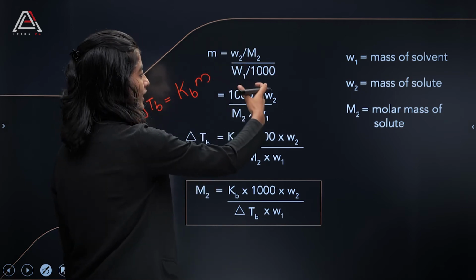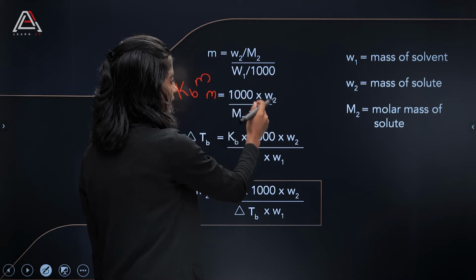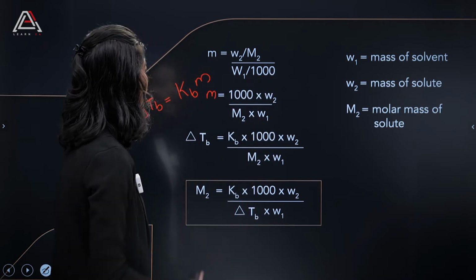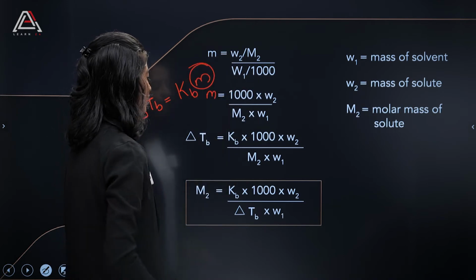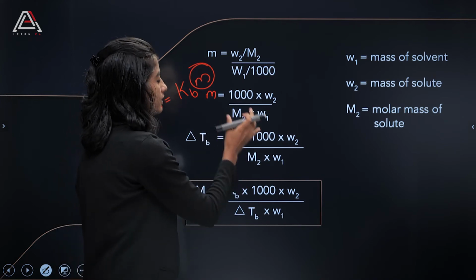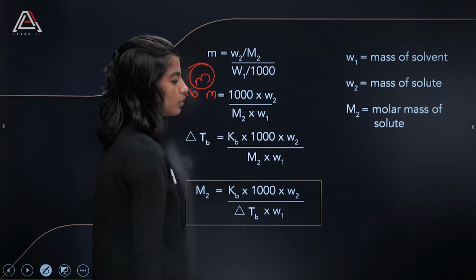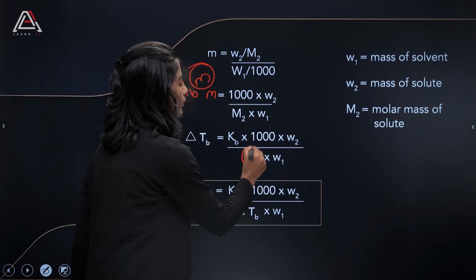Now, on cross multiplication, I will get m is equal to 1000 into W2 divided by M2 into W1. I am just substituting this m in this place here. So, I will get delta TB is equal to Kb into 1000 into W2 divided by M2 into W1. I have to find out the molar mass of solute.